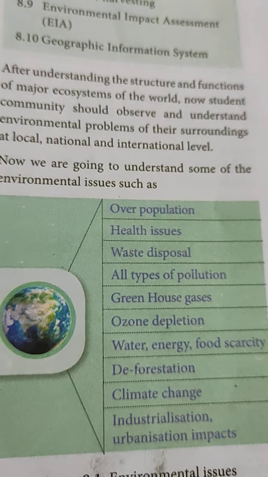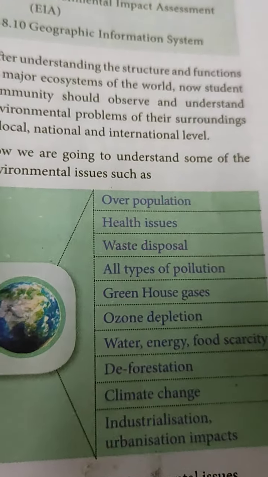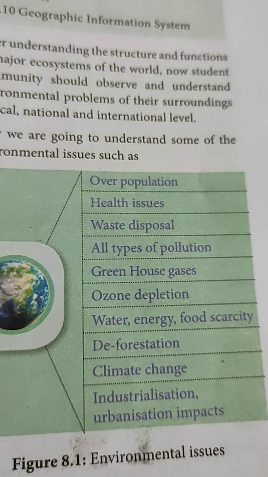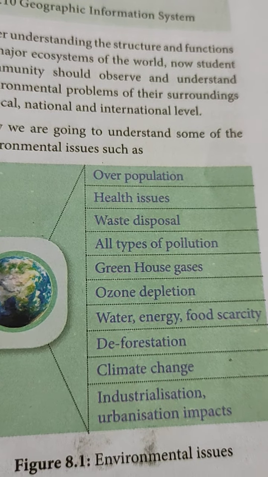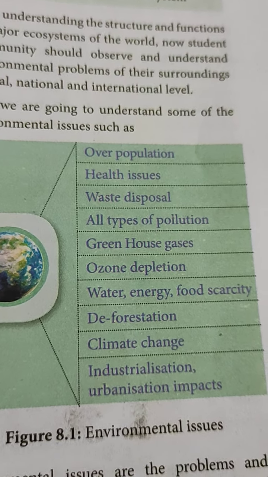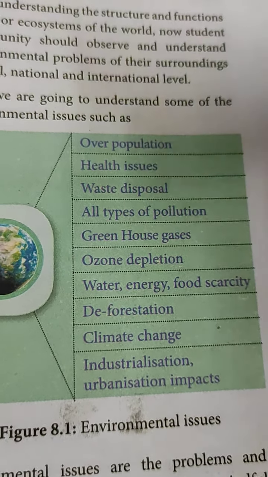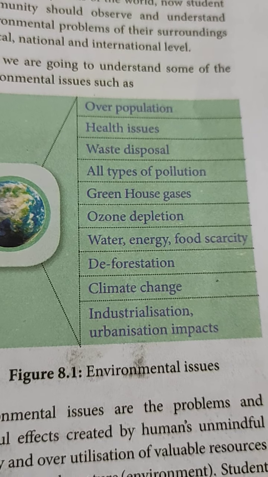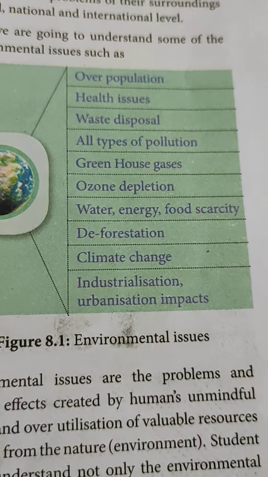Now, we are going to understand some of the environmental issues. What are they? The first one is called overpopulation. Health issues, all these things we have discussed, waste disposal, all types of pollution, greenhouse gases, ozone depletion, water scarcity, energy scarcity, food scarcity, deforestation, climate change, industrialization, urbanization and their impacts also.